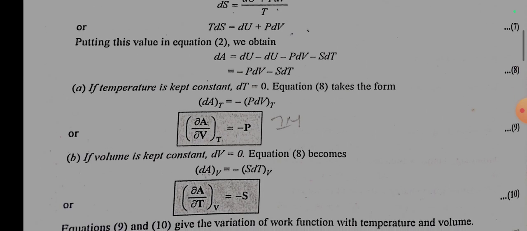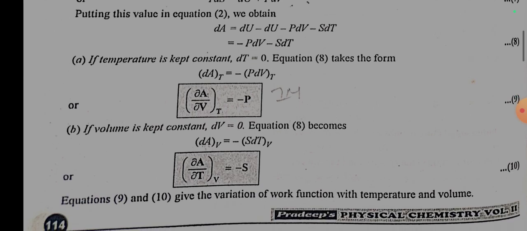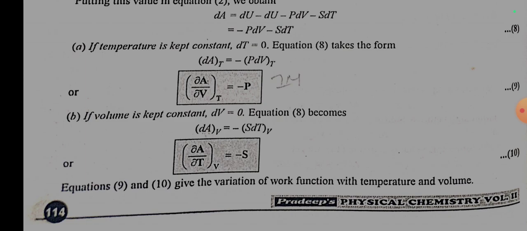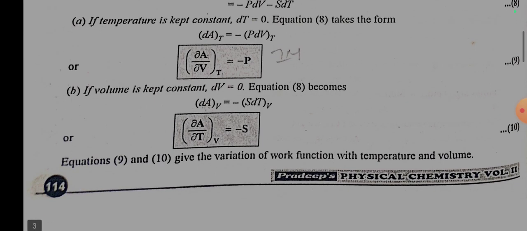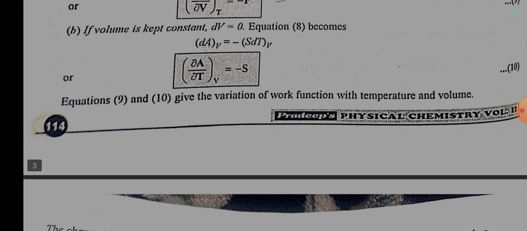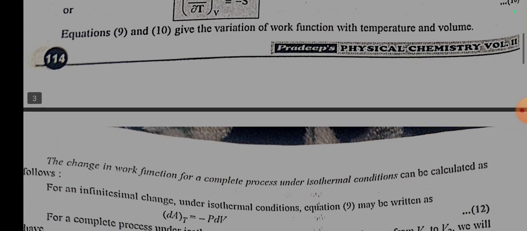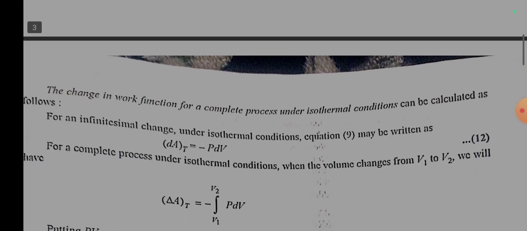Putting this value in equation 2, we obtain dA is equal to minus PdV minus SdT. A. If temperature is kept constant, dT is equal to 0. Equation 8 takes the form dA at constant T is equal to minus PdV. B. If volume is kept constant, dV is equal to 0. Equation 8 becomes dA at constant V is equal to minus SdT. Equations 9 and 10 give the variation of work function with temperature and volume.